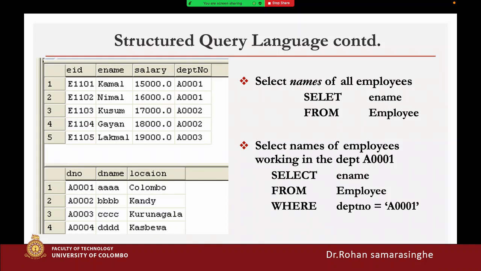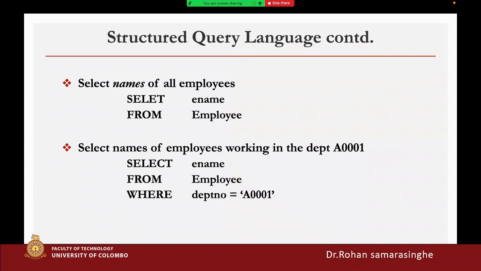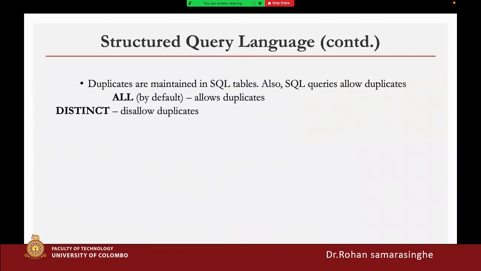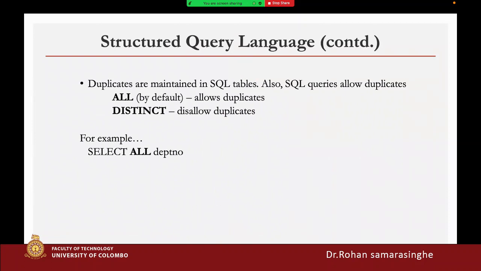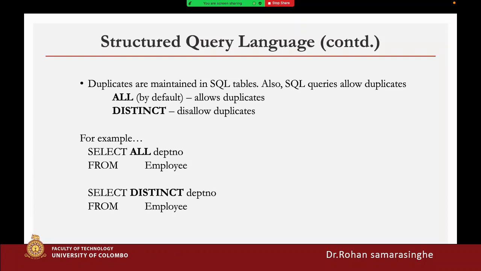If without any distinct keyword you write this, these 5 departments will be given. So here, without that, if you select all departments from employees, in such case you can get A001, A001, A002, A002 and A003. But if you give select distinct department number from employee, in such case, you can only get three. You can only get three department names.